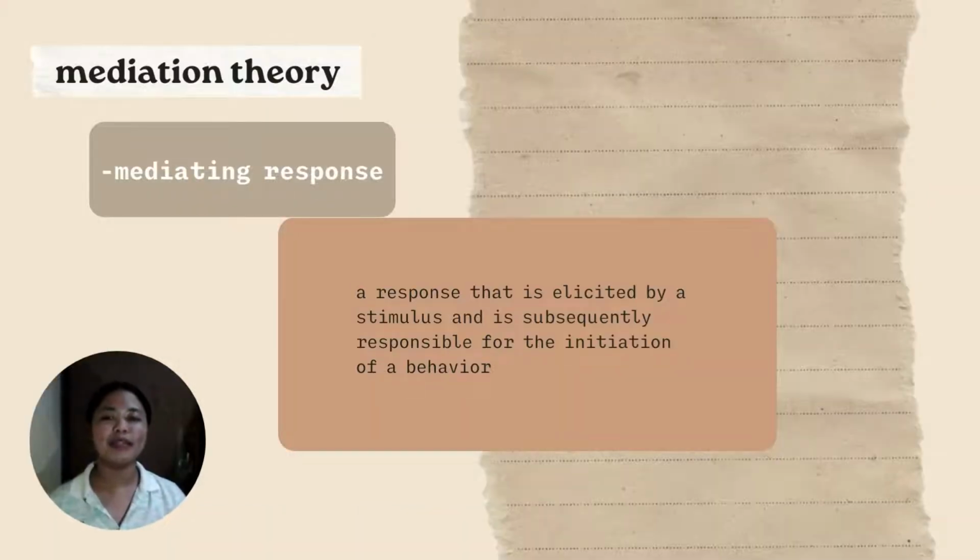And now we're here at the mediation theory. Mediation theory is the hypothesis that stimuli affect behavior indirectly through an intervening process, as opposed to a simpler stimulus-response model. And we have here a mediating response. It's a response that is elicited by a stimulus and is subsequently responsible for the initiation of behavior.